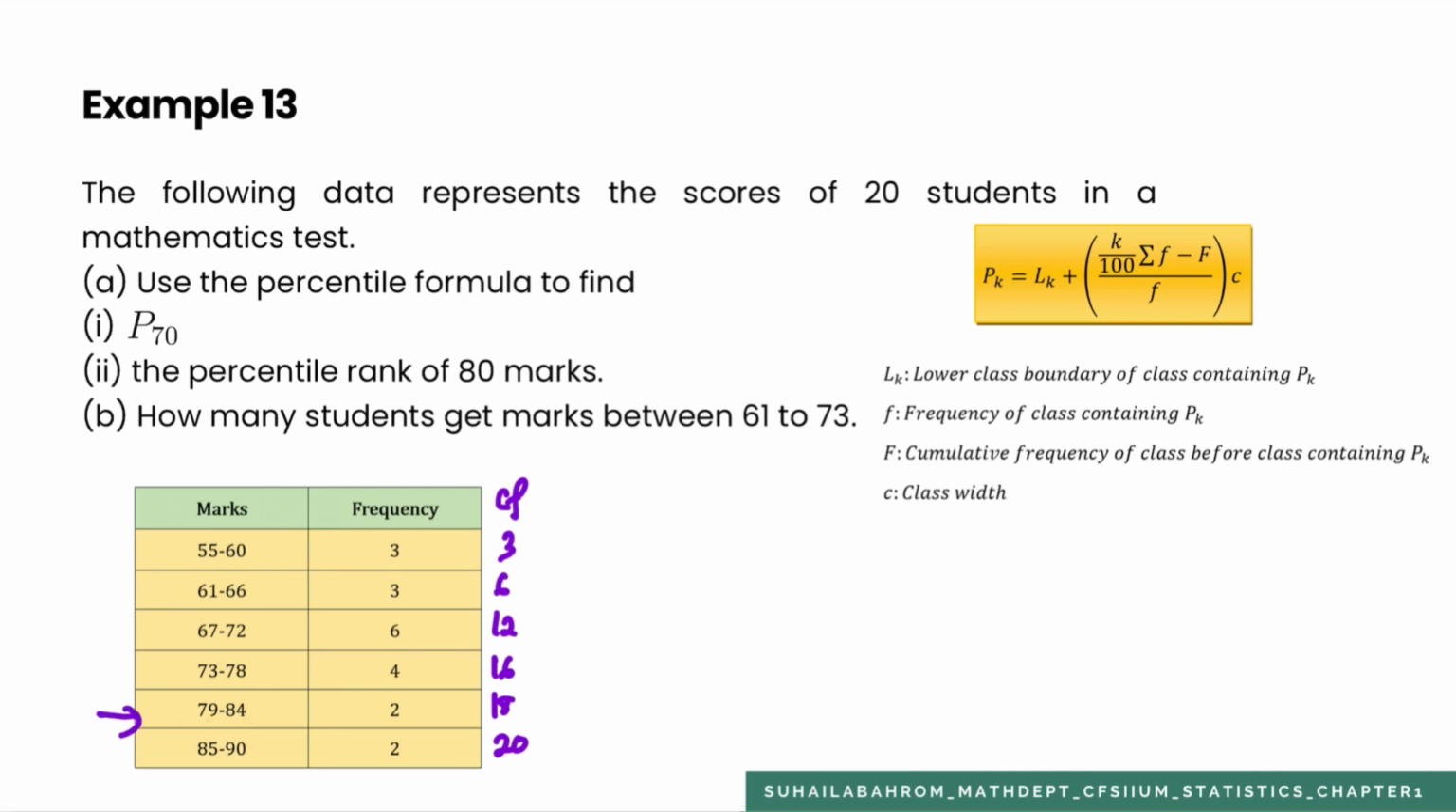So we can mark here, this is referred to the percentile rank of K. We do not know what is the percentile rank that refers to the active marks. So we can just manipulate from this formula to get the percentile rank. We already know the value, which is 80. So 80 is equivalent to, this is our class containing 80 marks.